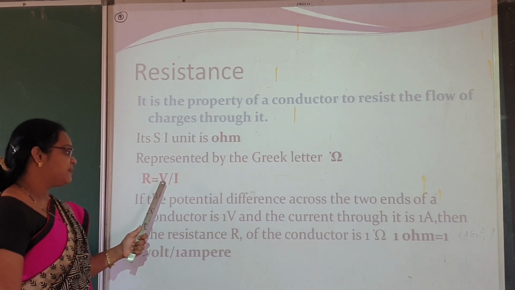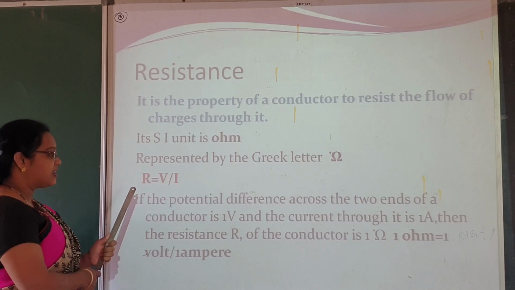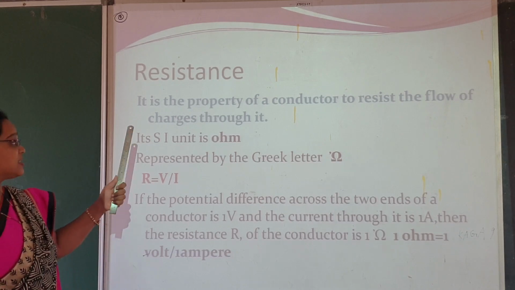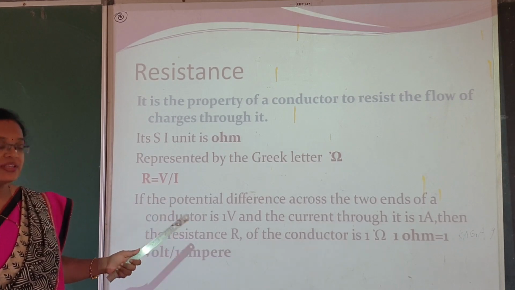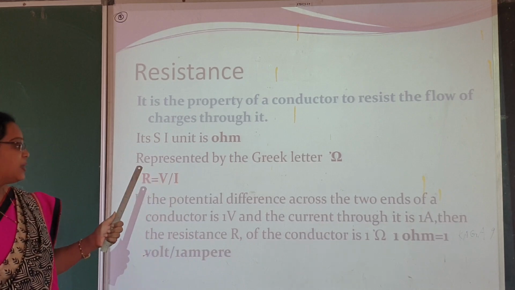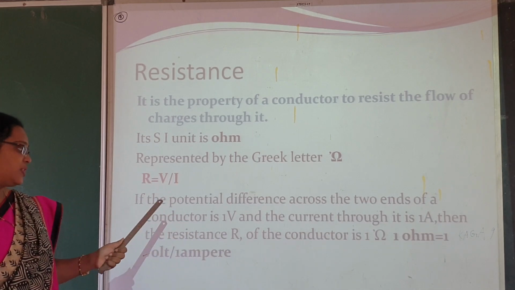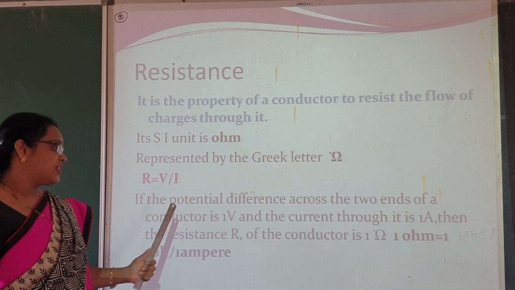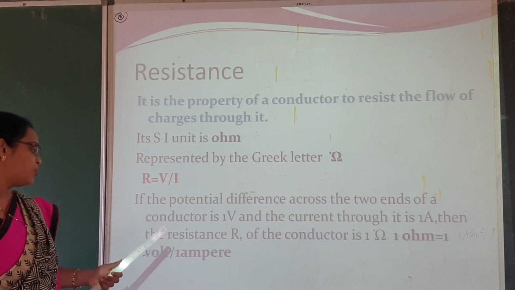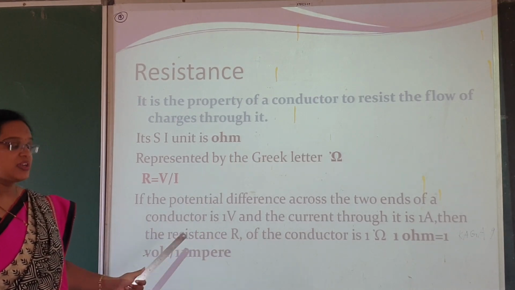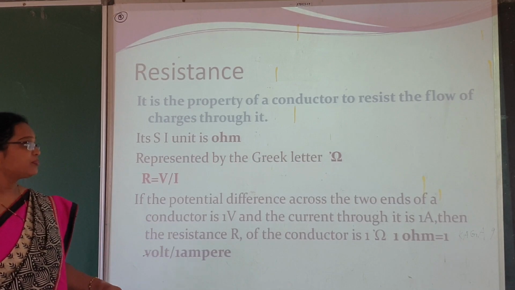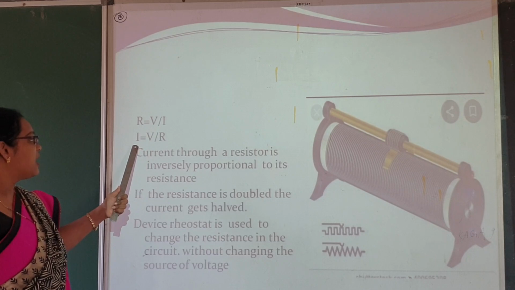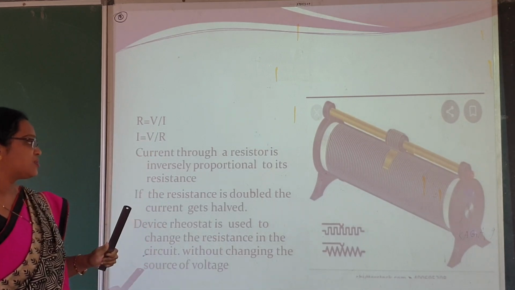V is potential difference, I is current and R is called resistance. The SI unit of resistance is ohm. We call it 1 ohm if the potential difference across the two ends of the conductor is 1 volt and the current through it is 1 ampere, then the resistance is said to be 1 ohm. 1 volt by 1 ampere is equal to 1 ohm. Then R is equal to V by I, and I is equal to V by R also.